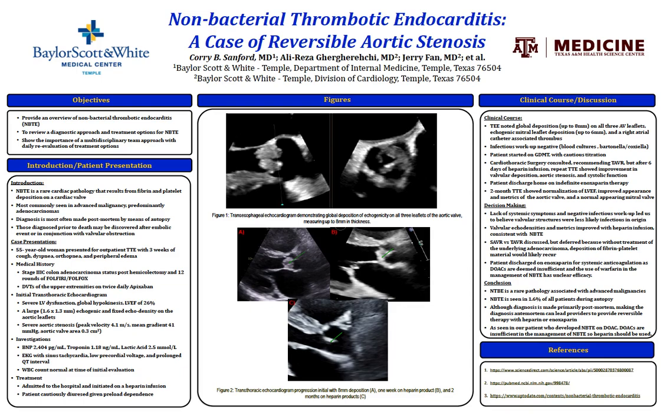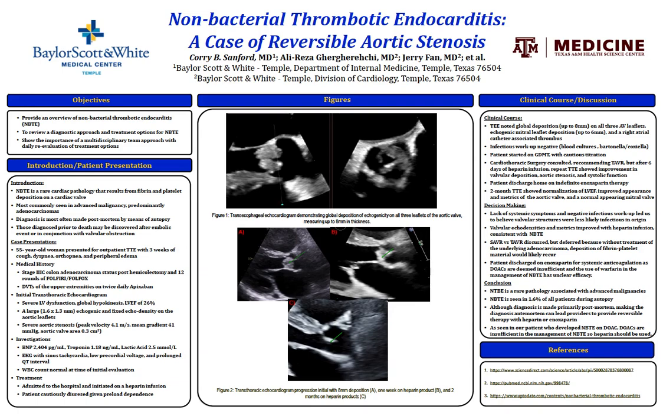Our patient was a 55-year-old woman who presented for an outpatient TTE with 3 weeks of cough, dyspnea, orthopnea, and peripheral edema. She had a history of stage 3C colon adenocarcinoma, status post-hemicolectomy, and 12 rounds of FOLFIRI FOLFOX. She had DVTs of the upper extremities and was on twice daily apixaban.